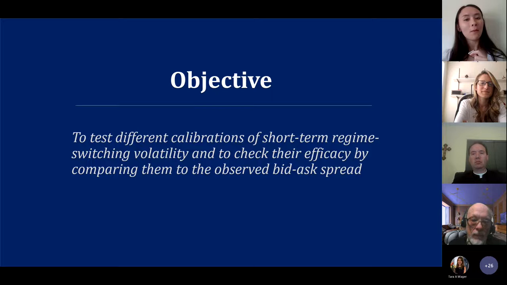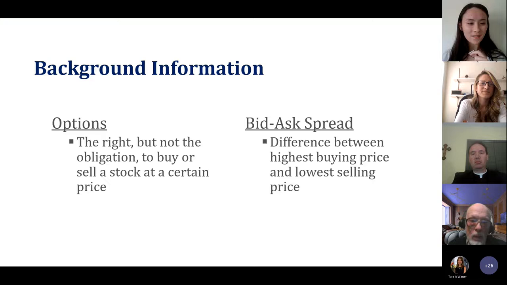So I said a lot of finance terms. What do these finance terms exactly mean? Starting with options, the subject of our study, options are a stock derivative, which means that basically it's a product whose value depends on the underlying asset, which in this case is the stock. It is the right, but not necessarily the obligation, to buy or sell the stock at a certain price.